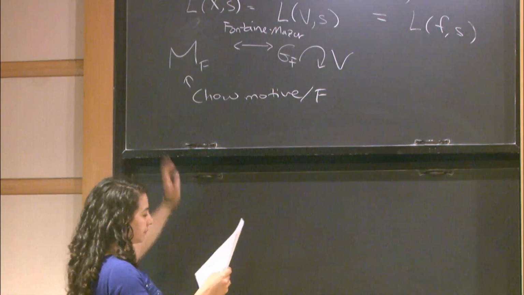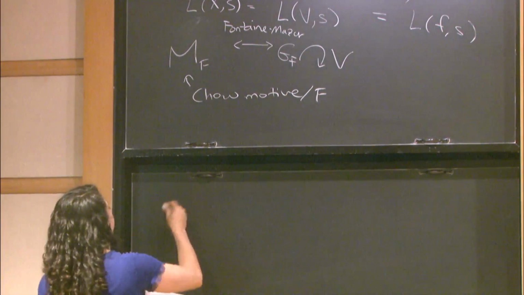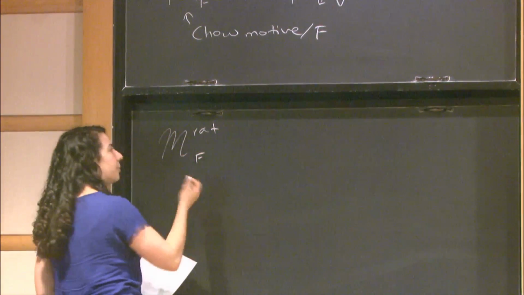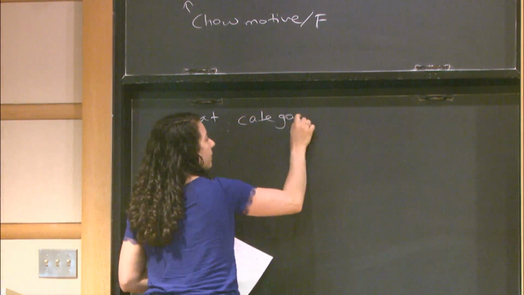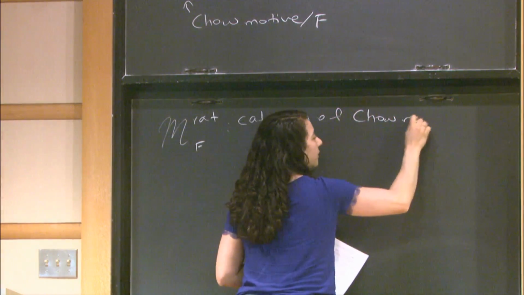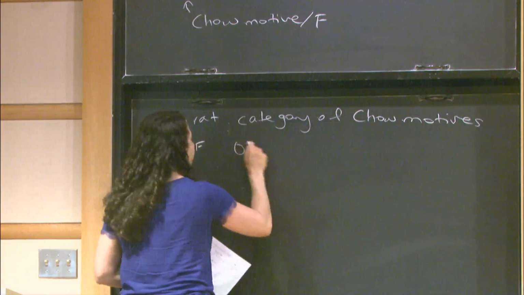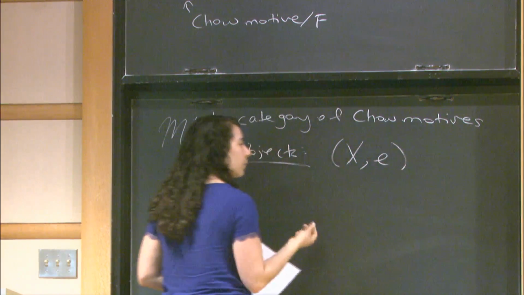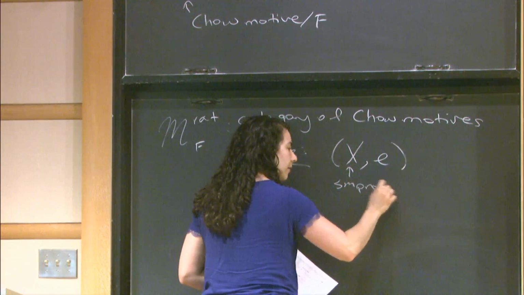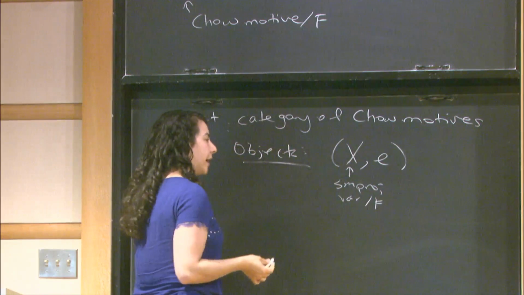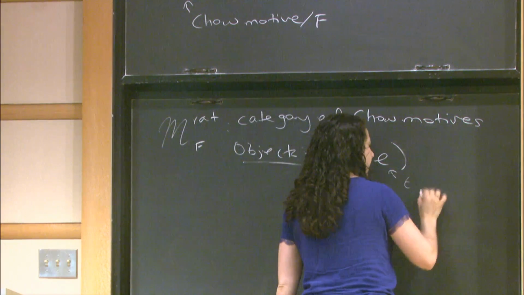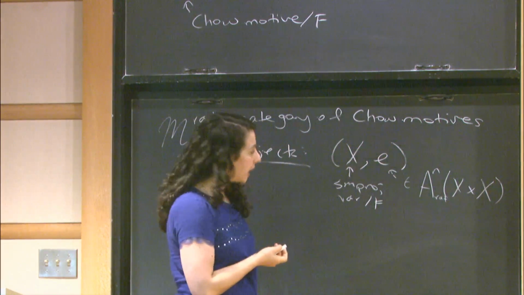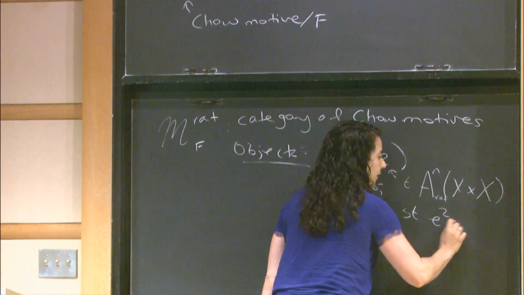Okay, so what I mean here, let me just review that. I'll denote by this the category of Chow motives. Here the objects are pairs (X, e), where X is some smooth projective variety over F, and e is some element of cycles up to rational equivalence on X cross X, such that e squared is equal to e.